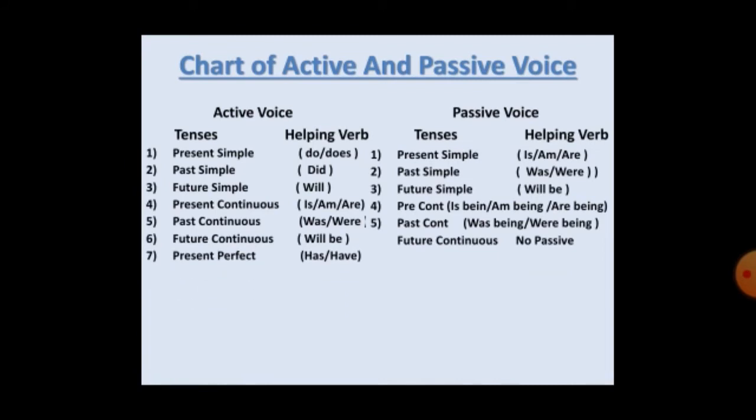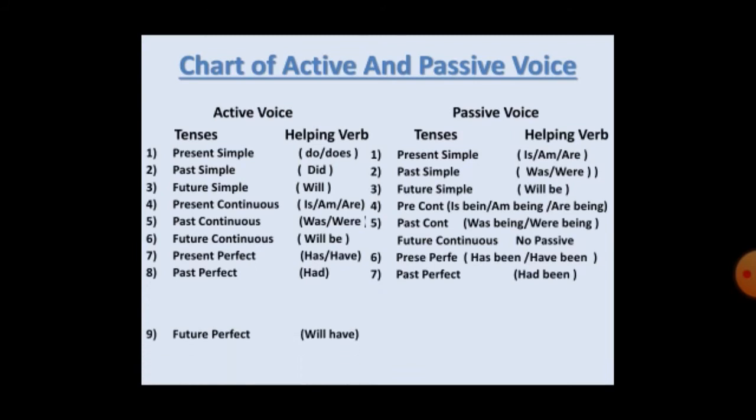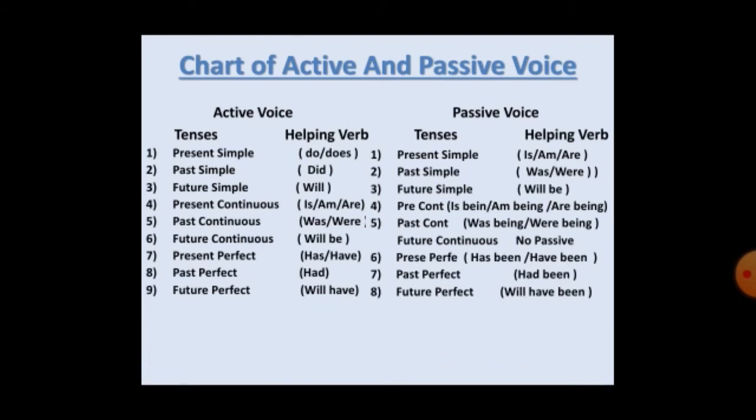Seventh is present perfect. In present perfect we always use has, have, but in passive voice we use has been and have been as helping verbs. In past perfect we use had in active voice, but in passive voice we use had been. In future perfect we use will have, but in future perfect of passive voice we use will have been as the helping verb.